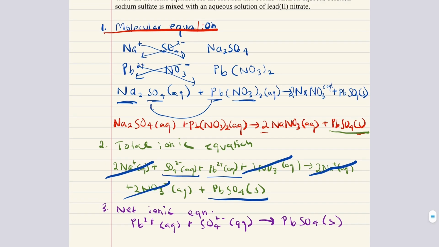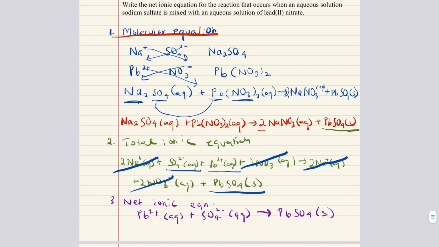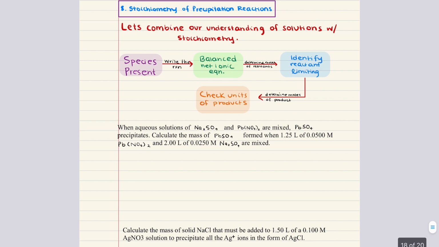So we just did a good example of how to write net ionic equations. With that, we can go ahead and move into our 8th objective. The 8th objective is titled Stoichiometry of Precipitation Reactions. Here we want to combine our understanding of solutions with stoichiometry.